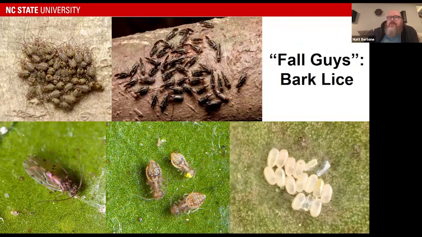So, for instance, a couple of fall guys are the bark lice. These are very common on plants. They are not plant pests at all. They feed on algae and spores and things like that on the surface. But sometimes you see, on the bottom right, the eggs on the undersides of green leaves like hollies and camellias, or these little families of these little aphid-like insects. And some people freak out.